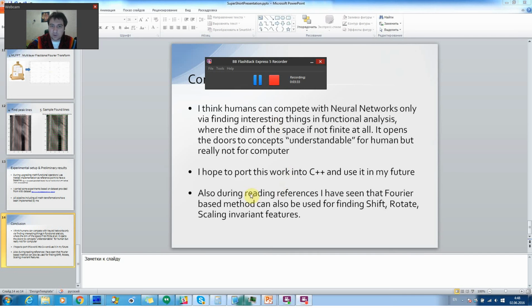Okay, so also while reading references, I have seen that Fourier-based methods can also be used for finding shift, rotation, and scaling invariant features. So not only the shift, but there exist papers where people use the Fourier transform to find such features.